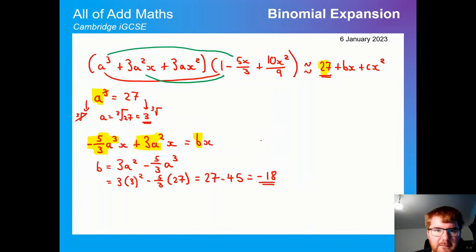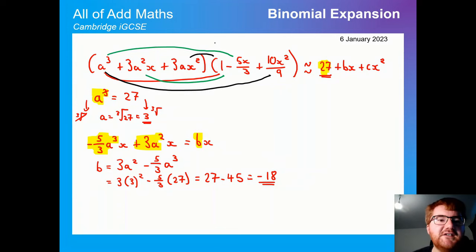Now c gets a bit more complicated because there's many different ways of generating our x squared term. So we have to be very, very careful how we do this. First of all, this one here, I think that's quite straightforward. So this times this gives us an x squared term. This one times this one also gives us an x squared term. And don't forget in the middle as well, because you've got x times x, that also gives us x squared too. So we've got 3 different ways of working out an x squared term.